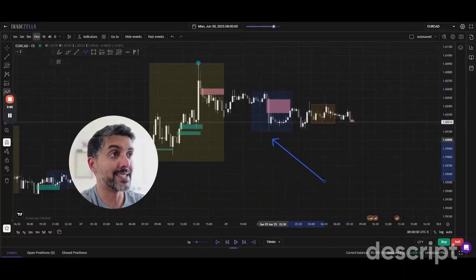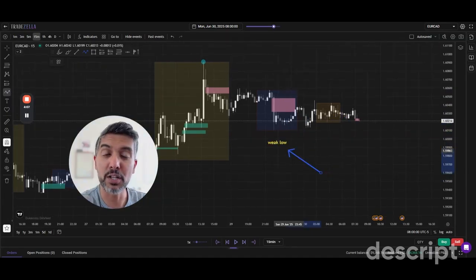Now here's an important detail we need to keep in mind when looking at this Asia low. We can see that price created the low, but it never took Asia high. It just started ranging without taking that Asia high. That failure makes this a weak low.